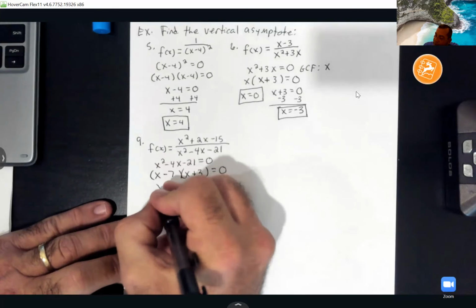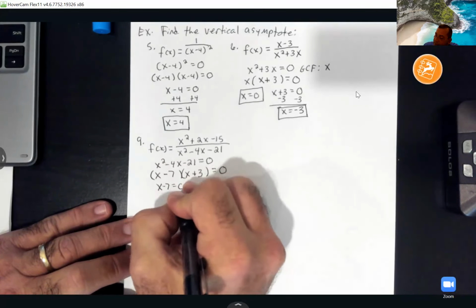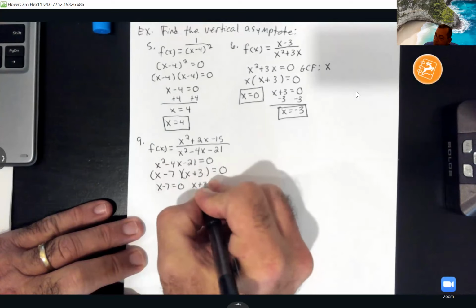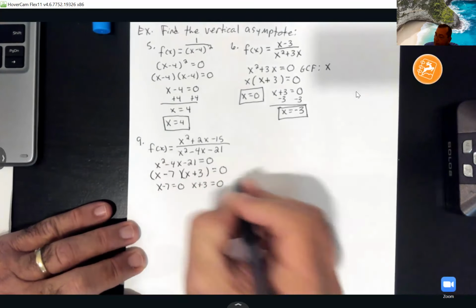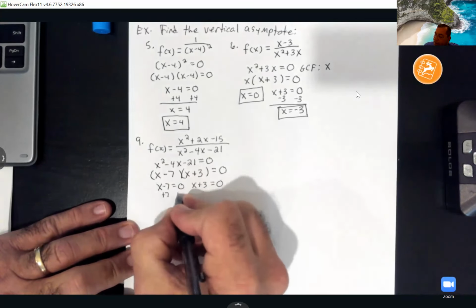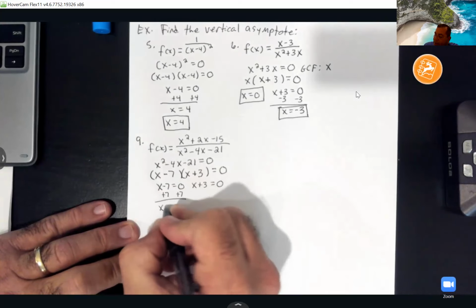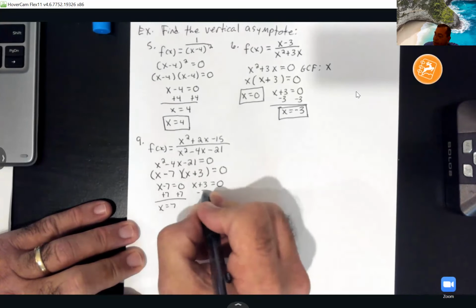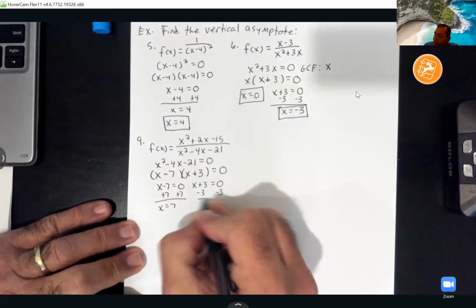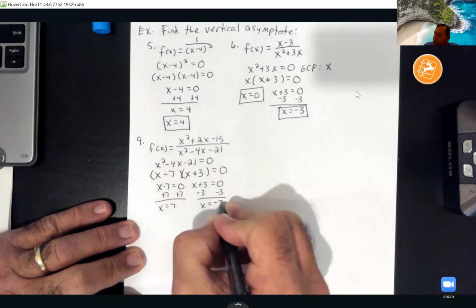All right, y'all. Set both of these equal to 0. So I'll add 7 and get x equals 7. I'll subtract 3 and get x equals -3.